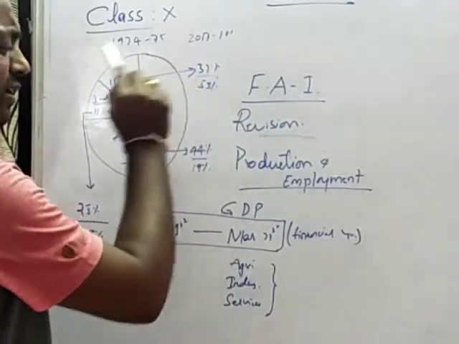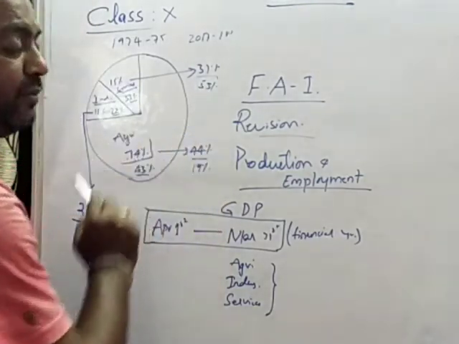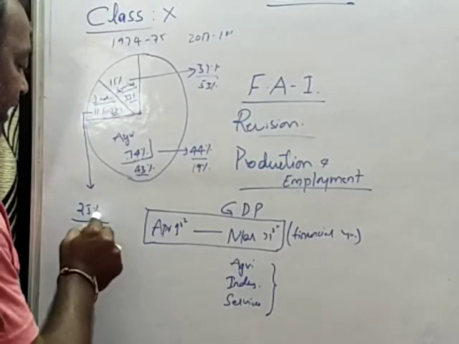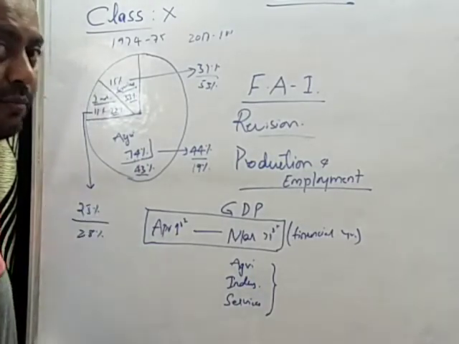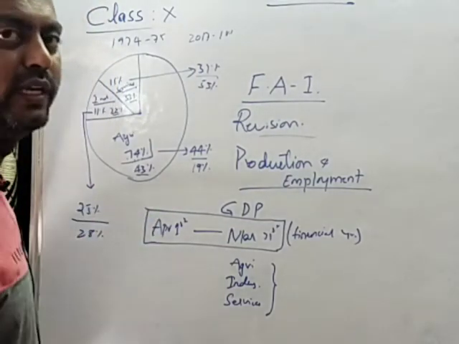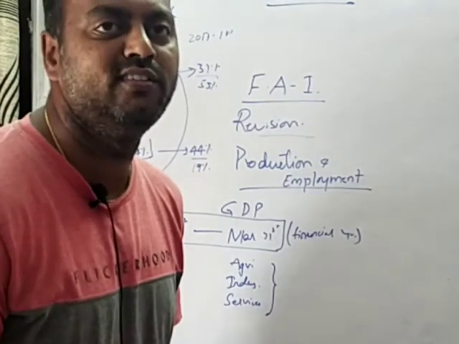Whereas only 31% of the population is dependent upon the services sector, they are contributing 53%. And if you look at the industrial sector, which has 25% of the population, it is contributing 28% to the GDP. This is how we can find out the contribution of production and employment to the gross domestic product.